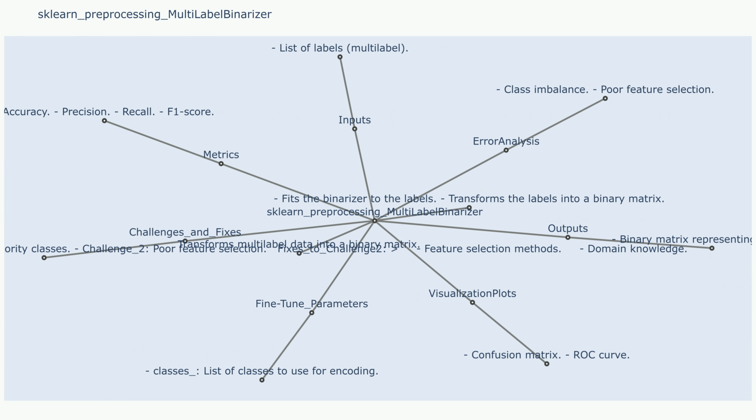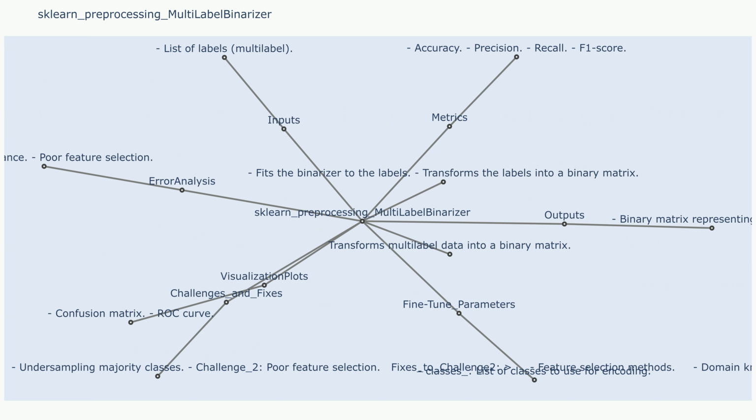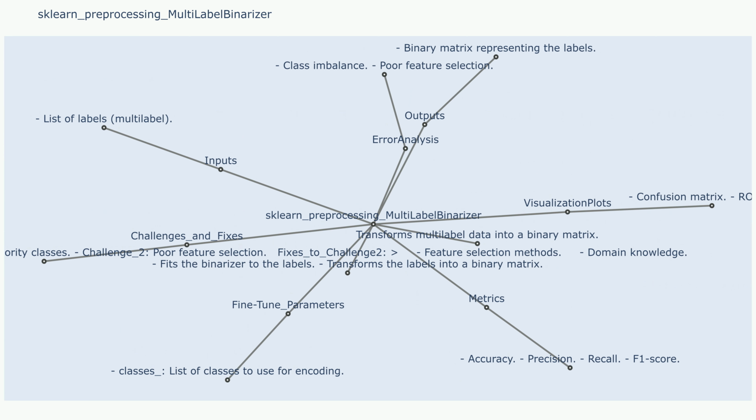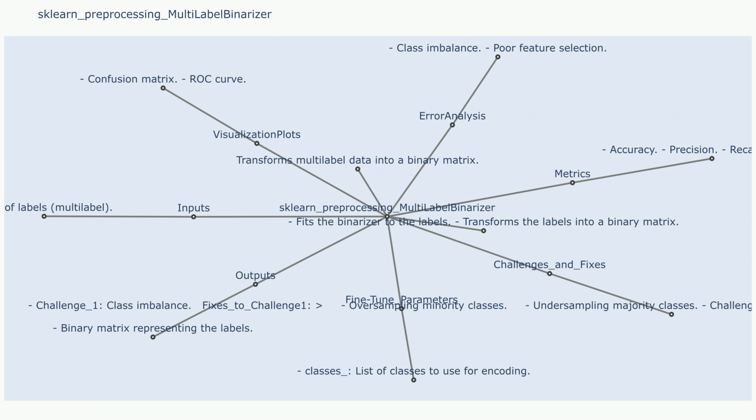Outputs. Y_bin, this is a 2D array of shape n_samples by n_classes, where each row represents a sample and each column represents a label. Each element is 1 if the label is present in the sample, and 0 otherwise. Steps. The MultiLabelBinarizer first determines the unique labels present in the input data. It then creates a mapping between each label and its corresponding column index in the output matrix. For each sample, the transformer iterates over its labels and sets the corresponding elements in the output matrix to 1.